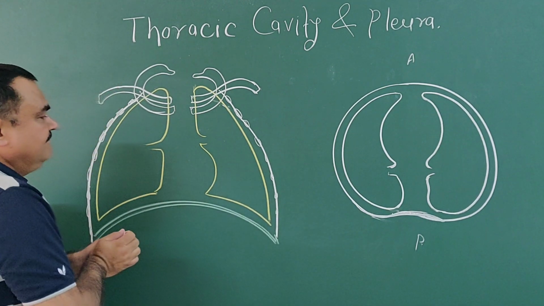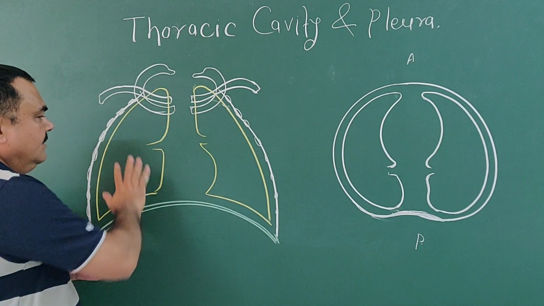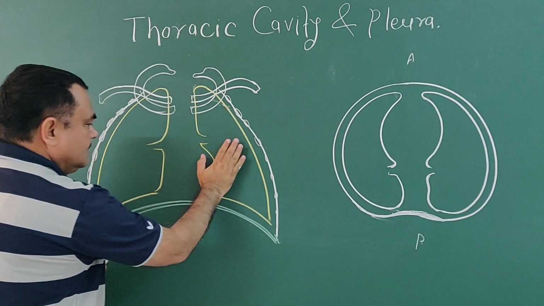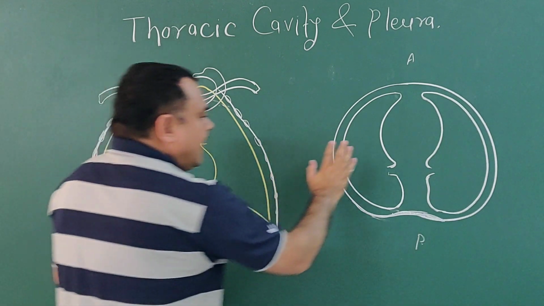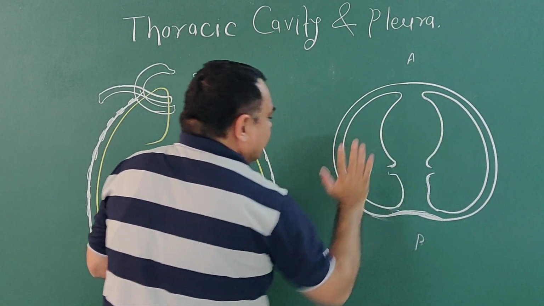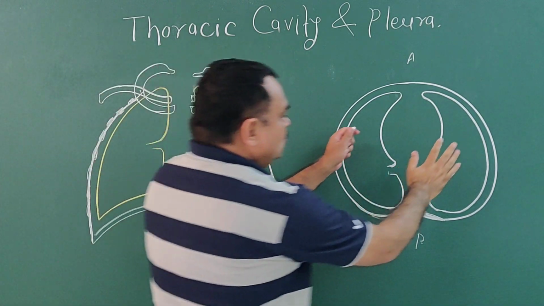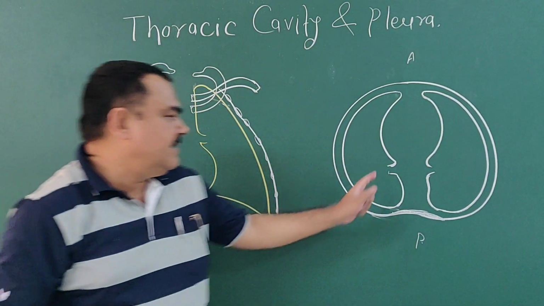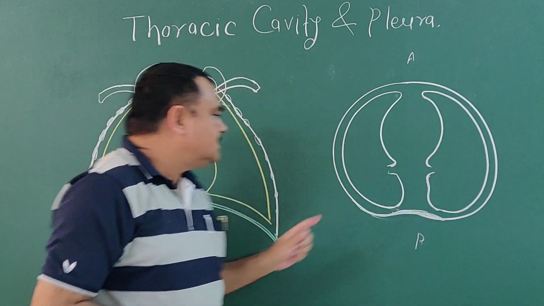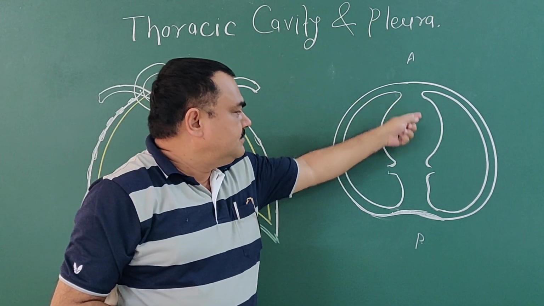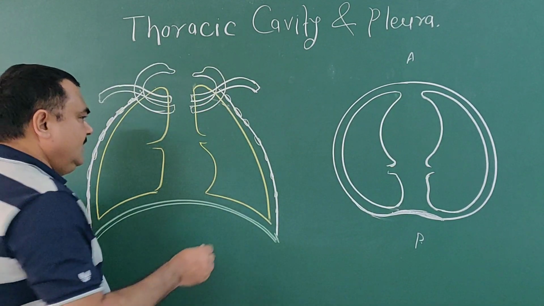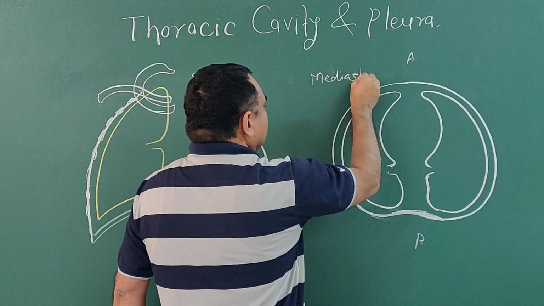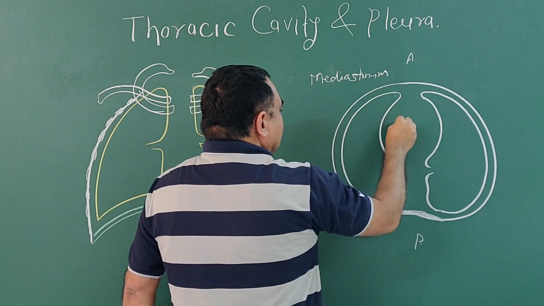This thoracic cavity is mostly filled by two lungs. Here is one lung, this is the right, this is the left lung. And between these two lungs, this part is the mediastinum. So these are two lungs, and this part is the mediastinum.